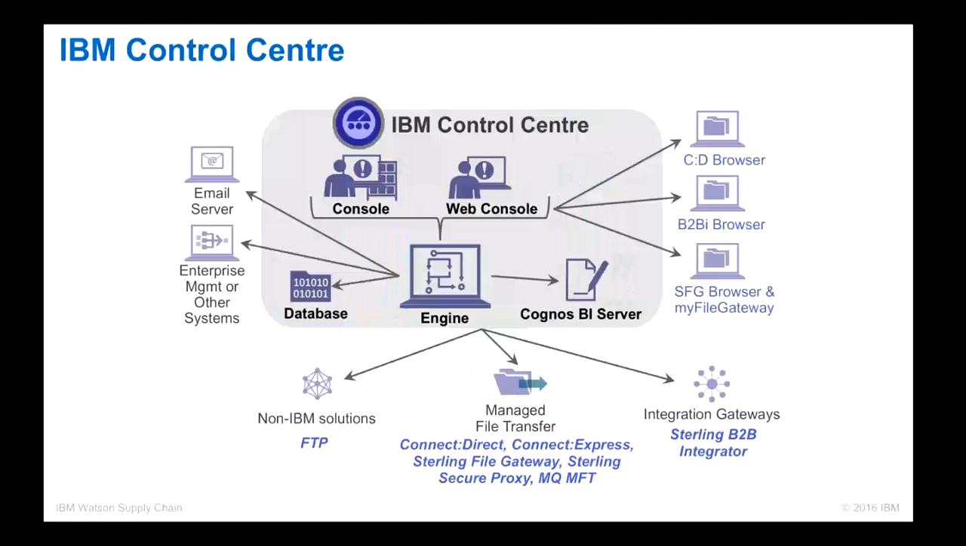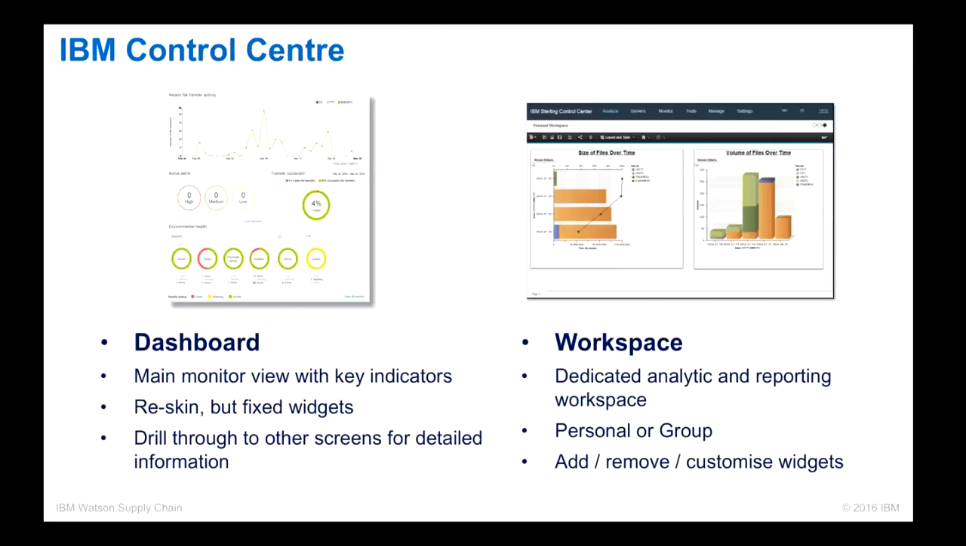In terms of the way that information is exposed, there are two principal methods for that. There's the dashboard and the workspace. The dashboard is the main landing page, if you like, for the web console. It's the main monitor view with a number of key indicators. These are individual widgets that are created in Cognos, and although those widgets themselves are fixed, the overall look and feel of the dashboard can be reskinned to fit in with corporate requirements. And from this dashboard landing page, you can drill through to other screens for more detailed information. Slightly different approach with the workspaces.